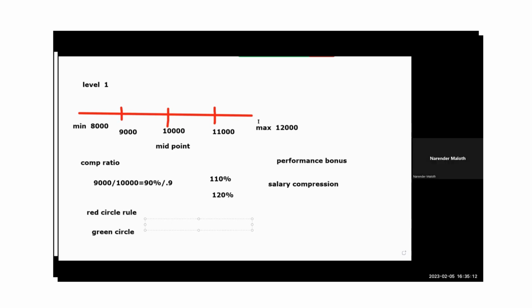I have a follow-up question on this. If we consider the survey aging factor here, where the maximum range increases over a period of time, then can we cross this red circle rule, or how is it? No. Don't link up the aging factor with the red circle rule.